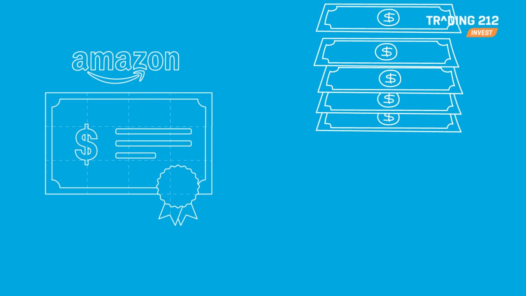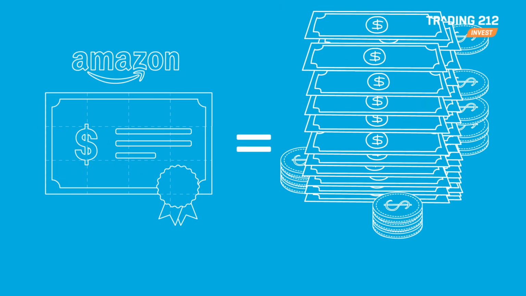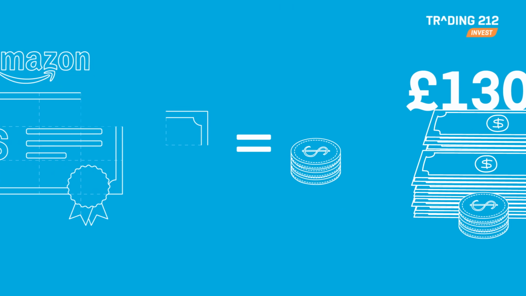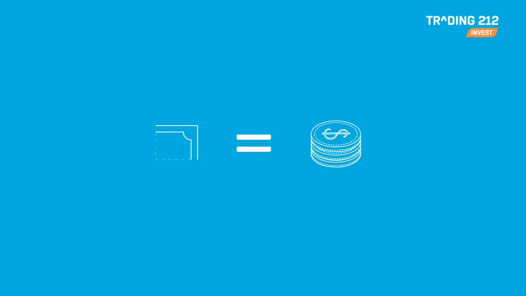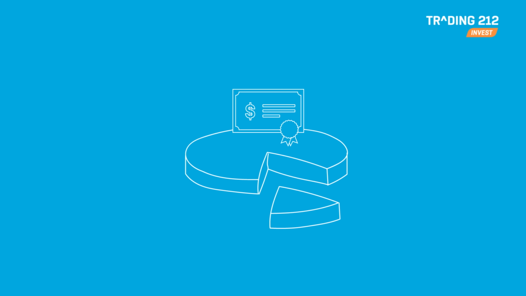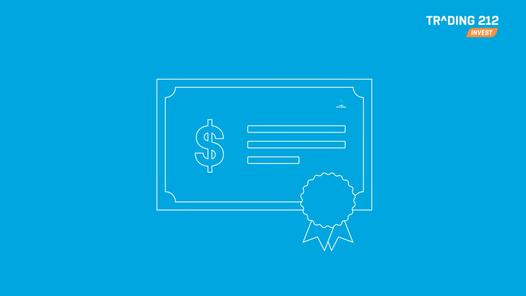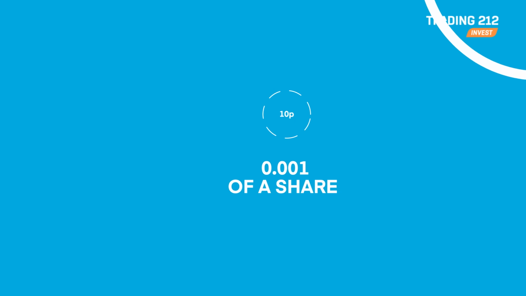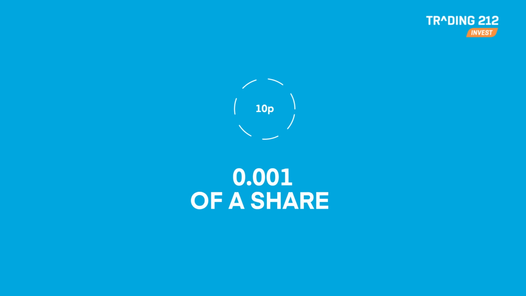If we buy one lone share of Amazon, for example, it will cost us more than £1,300. That's a fair chunk of change. Wouldn't it be nice then if you could buy just a portion of a share instead? Well, that's what fractional shares is all about. With any of the shares listed in the Fractional Shares tab, you can buy less than one share. You can even go as small as 0.001 of a share, provided you invest at least 10p.